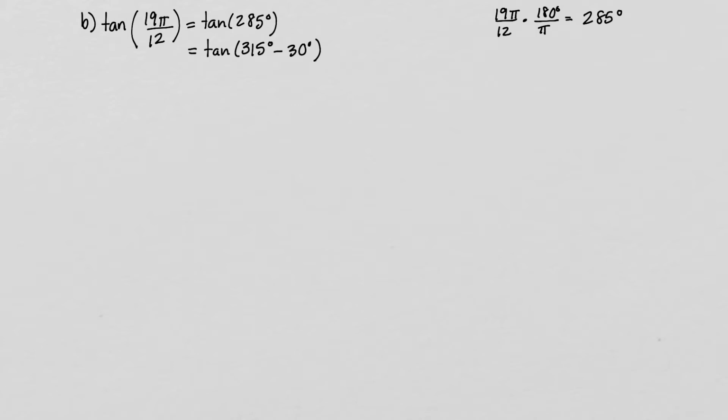Even though I had 240 and 45 on my paper, I actually kind of like the 315 and the 30 this time, just to be able to show you one that's a subtraction. But they all work the same way. It's just a matter of finding the right formula on the sheet. So if I go to that sheet that I've posted on Canvas, you'll see there's one that says the tangent of alpha minus beta. And the tangent of alpha minus beta ends up being the tangent of alpha minus the tangent of beta divided by 1 plus tangent alpha tangent beta.